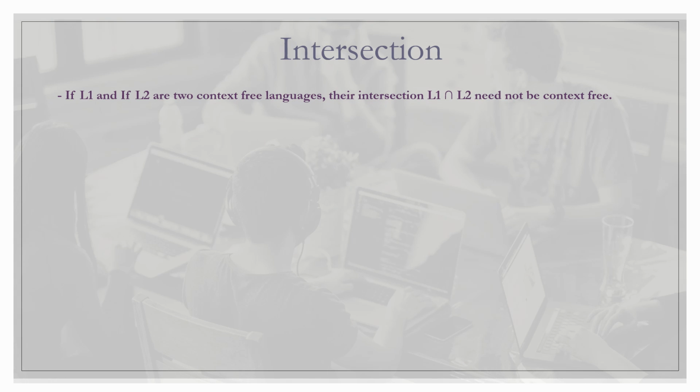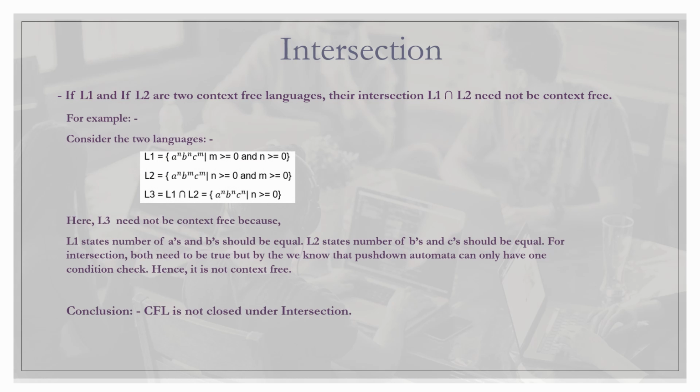The first one is intersection. Let L1 and L2 be two context-free languages. Then L1 intersection L2 need not necessarily be context-free. An example to support our argument would be, let's say we have two languages. L1 represented as a to the power n, b to the power n, c to the power m with n and m greater than or equal to 0. And L2 as a to the power m, b to the power n, c to the power n with n and m greater than or equal to 0.